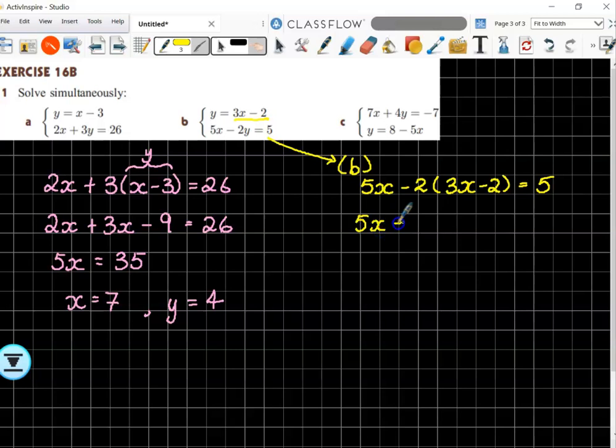So 5x take 6x plus 4 equals 5 minus x equals 1. What happens when we've got minus x equals 1? Flick it over. So x equals minus 1. Finito petito. 3 times minus 1 is minus 3. Take 2. Minus 5. If they were saying these were 2 graphs, technically, we finish off and we say they meet at minus 1, minus 5.